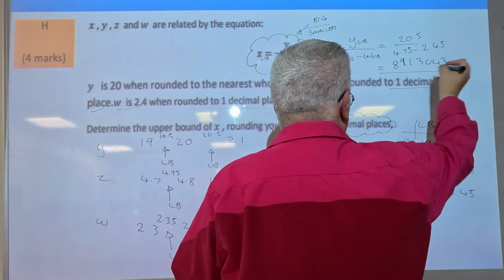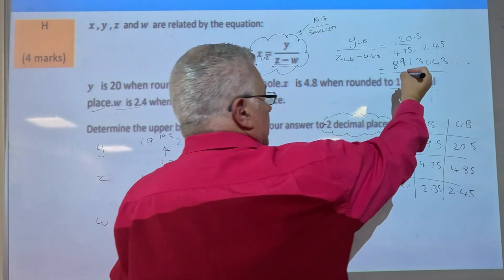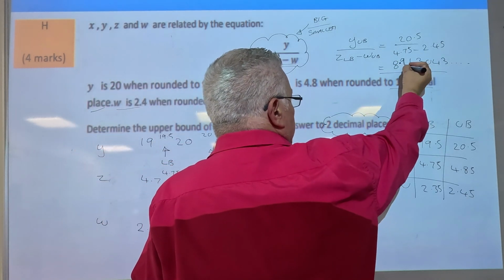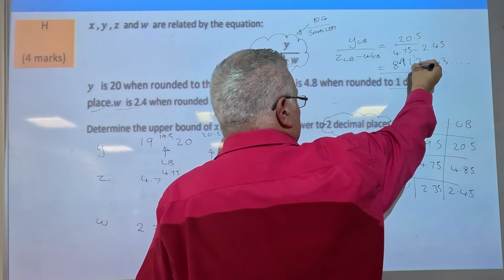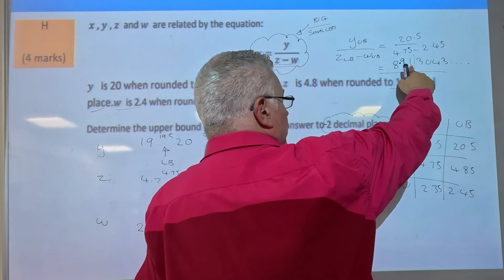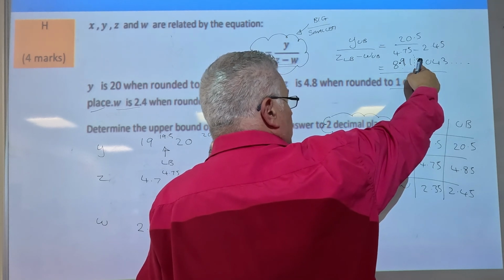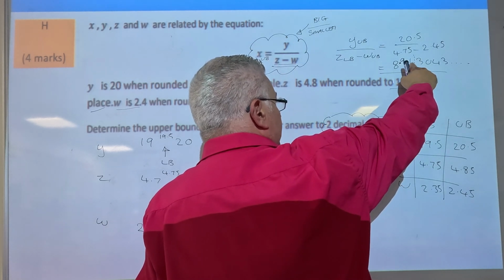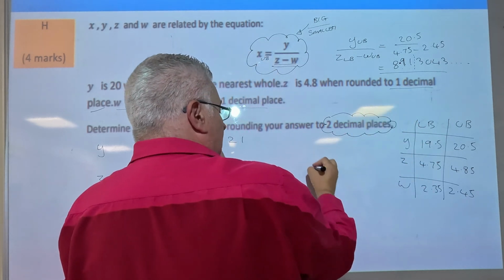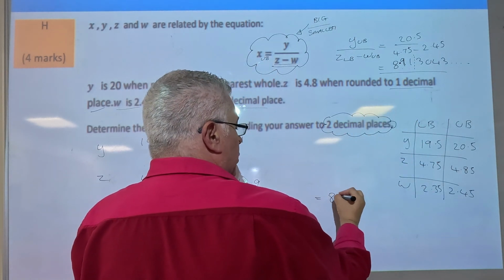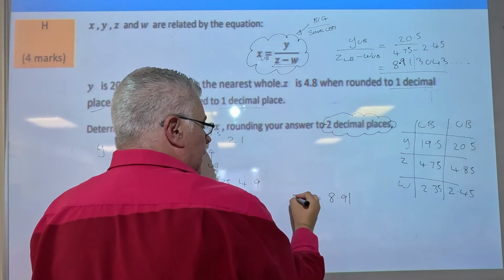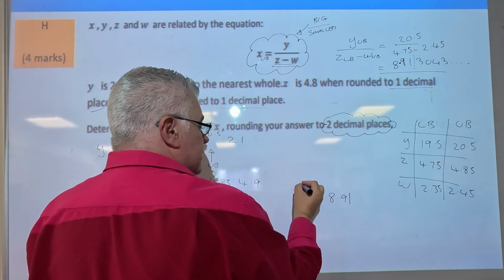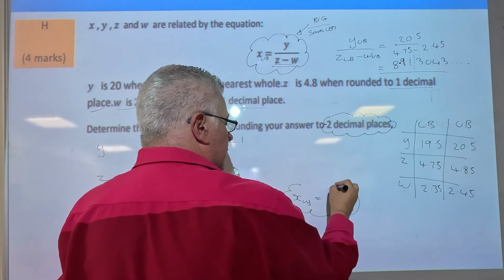Well, this is my answer, but I want it to 2 decimal places. I want 2 numbers after the decimal point. Going to use this to decide whether that number should move up or down. 5 or above, give it a shove. 4 or below, let it go. Just going to let it go. I'm going to keep it as 8.91. X upper bound is 8.91.